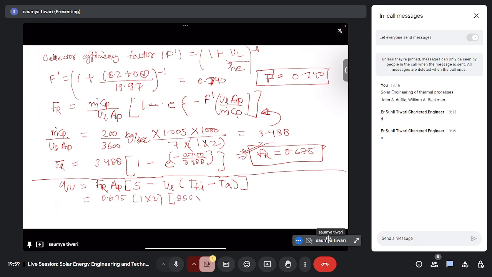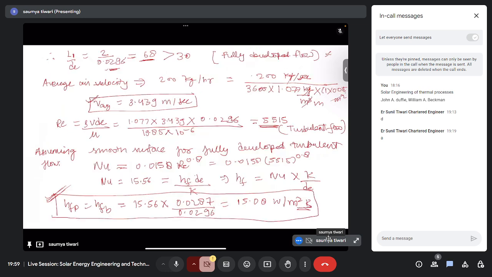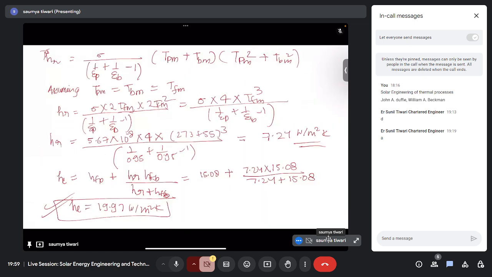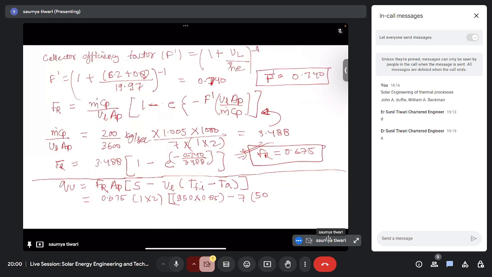The 950 value is what's coming onto the cover glass. From there, only this much has been transmitted, so the transmissivity-absorptivity product is 0.85. So this is the actual value going onto your absorber plate, minus your overall heat loss coefficient, which is 6.2 plus 0.8, so this will be 7, into your inlet fluid temperature, which was 50 degrees Celsius, and ambient temperature is 20 degrees Celsius. So this will be 50 minus 20. When you solve this, your useful heat gain will be 806.6 watt.